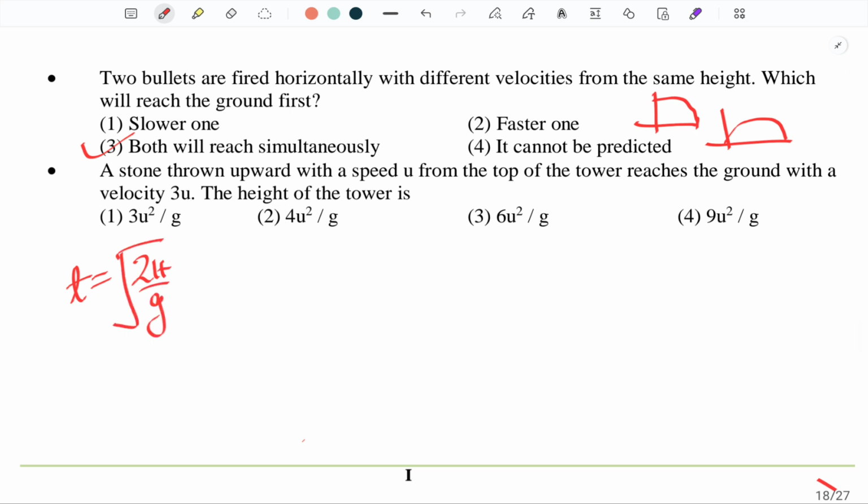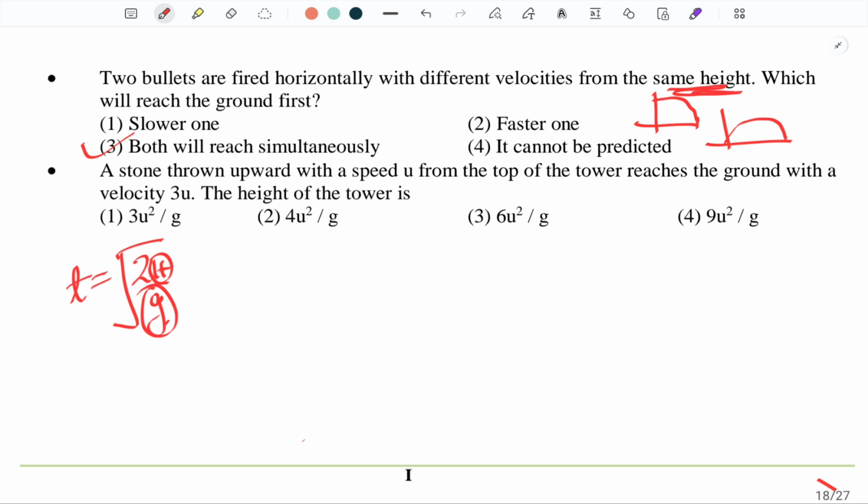Yes, t is equal to root of 2h by g. In this, you see it depends only on the height and g, which are the same in this case. Both are fired from the same height. Height is the same, g is constant. So the time taken for both of them will be the same. So basically both will reach simultaneously.